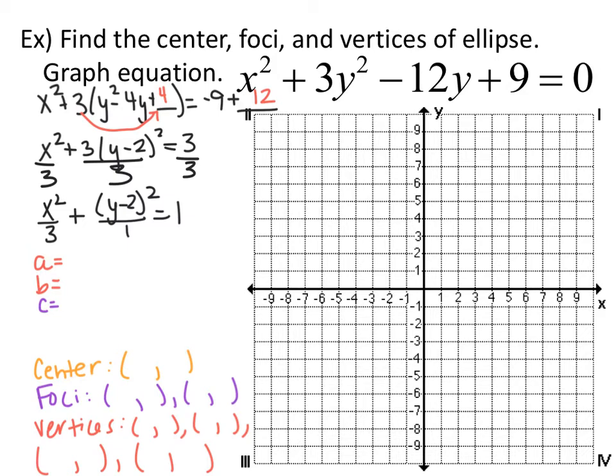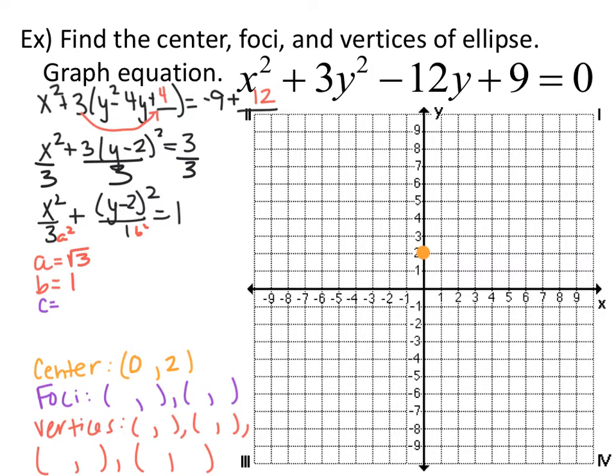Remember, it's x minus h quantity squared plus y minus k quantity squared. So my center is 0, 2. I'm also going to read off my a and b values. So remember, a squared is the bigger denominator. So in this case, a squared is going to be 3. So a is going to be the square root of 3. B squared is the smaller denominator. So b squared is going to be 1. So b is going to be 1. So this tells you how far to go in each of those directions to find the vertices.